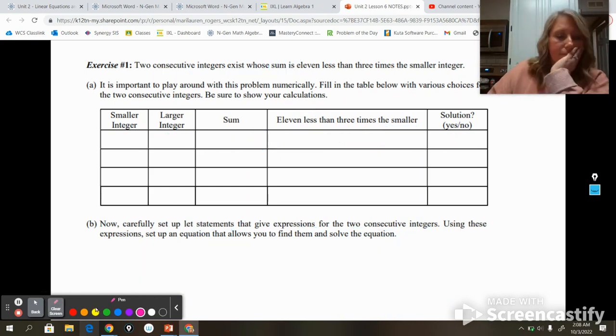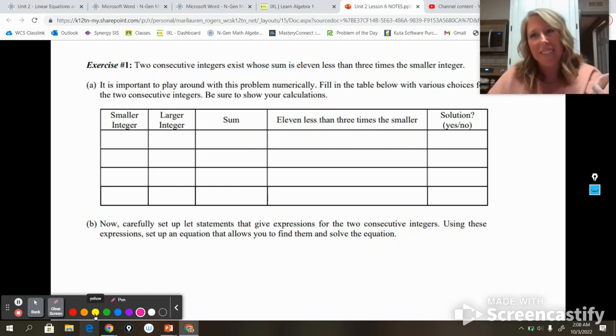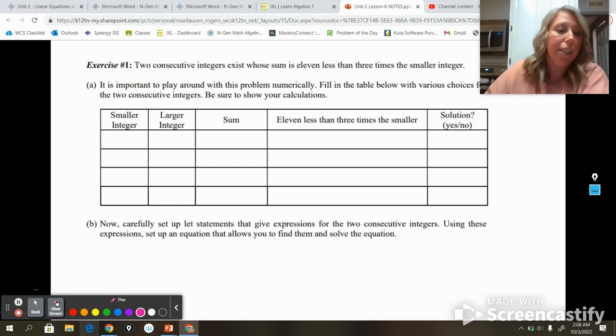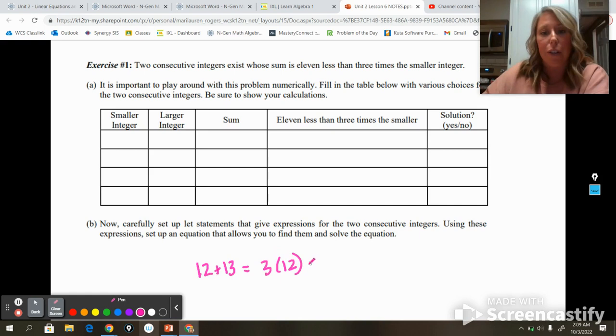Whoops, there we go. Let me erase. Oh no. I didn't mean to erase that whole thing. It's going to be okay. You know what? One take. We talked about this earlier when I introduced this to you. Let me set that up real quick. It was 13 and 12 being added together. And then we had 3 times 12, the smaller, minus 11. I was just trying to erase a parentheses and I cleared the whole screen.